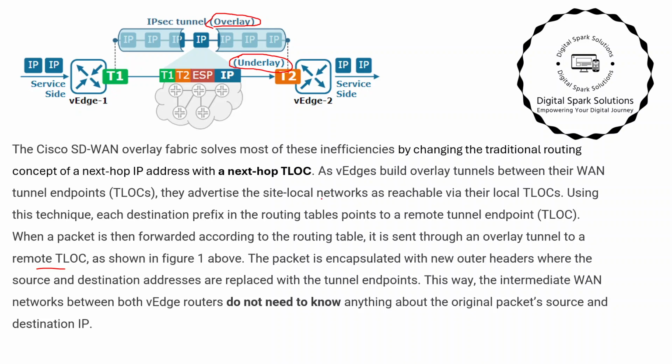The packet is encapsulated with new outer headers where the source and destination addresses are replaced with the tunnel endpoints. This way, the intermediate WAN networks between both V-edge routers do not need to know anything about the original packet source and destination IP. Additionally, the packet is encrypted with IPsec and labeled with a VPN tag that tells the remote router which network segment, VPN, this traffic belongs to. Compared to the traditional VRF/MPLS/MPBGP approach to network segmentation, this is a considerable simplification and efficiency improvement. We will explore the overlay routing in great detail in the coming sections.